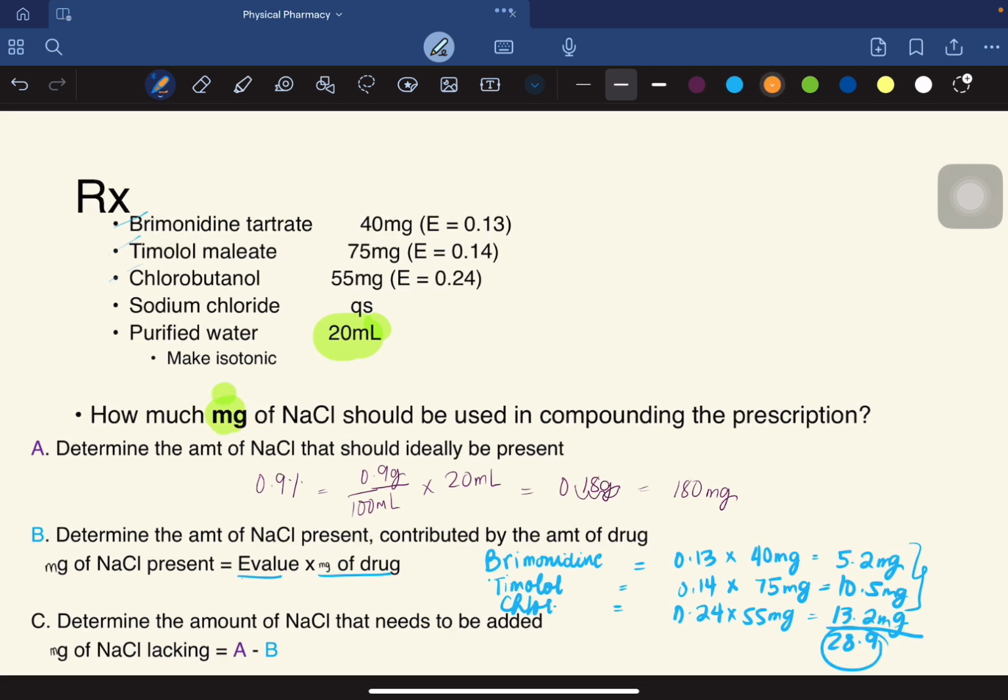So for step C, similar procedure lang. So the answer from step A minus natin sa answer sa step B. So 180 minus 28.9 rather. So the answer to that would be 151.1 milligrams. So that is now our final answer. So how much milligrams of sodium chloride should be used in compounding the prescription? It would be 151.1 milligrams sodium chloride.